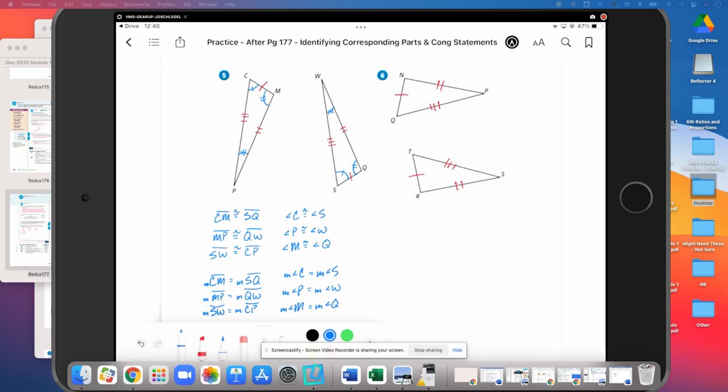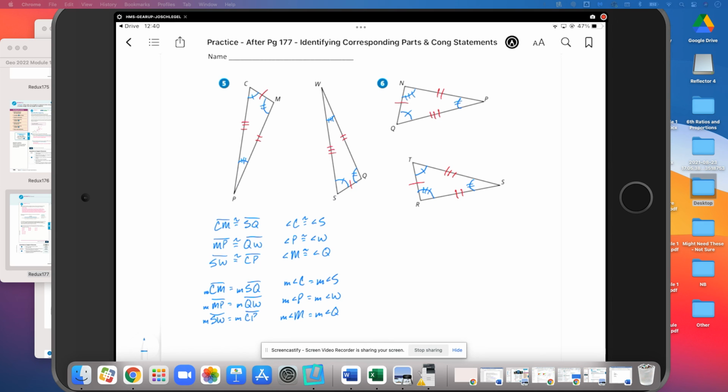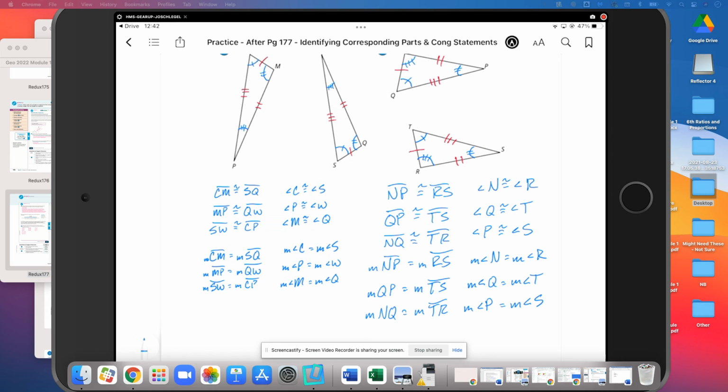And what we've got next, everyone, is I've got angle Q. Corresponds to angle R. No, it doesn't, does it? No, it does not. Angle Q corresponds to angle T. We have a QT. Okay. Angle S does correspond to angle P. And angle R does correspond to angle N. So for number 6, I'll be back with congruent statements and equality statements in a moment.